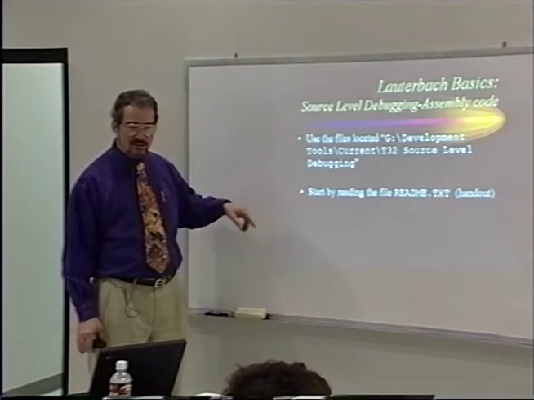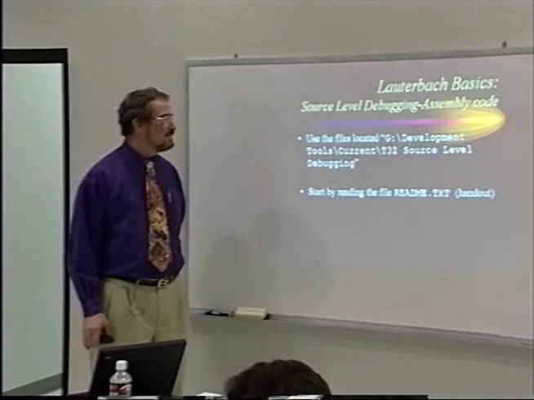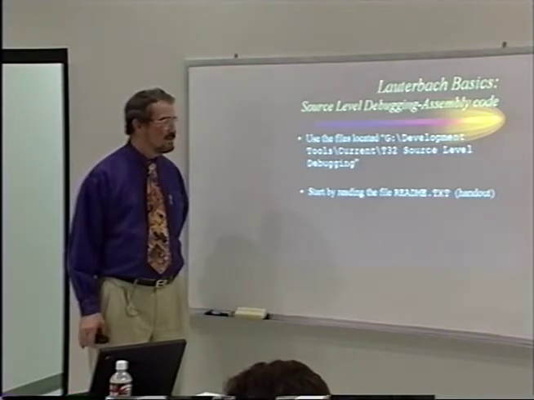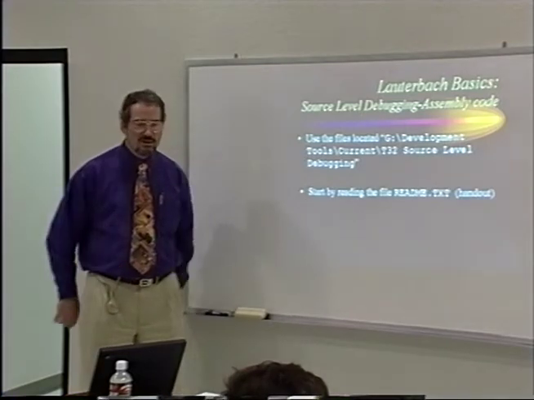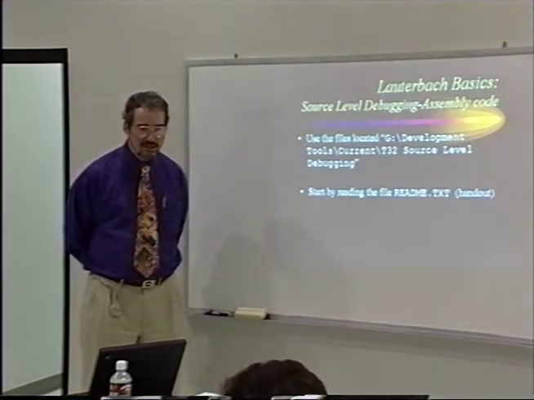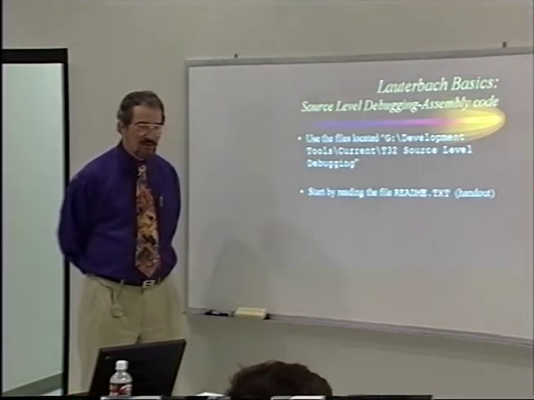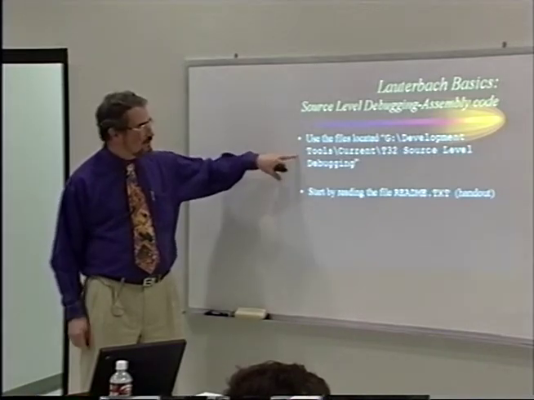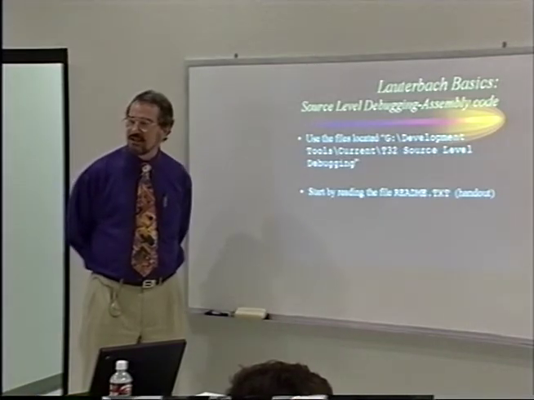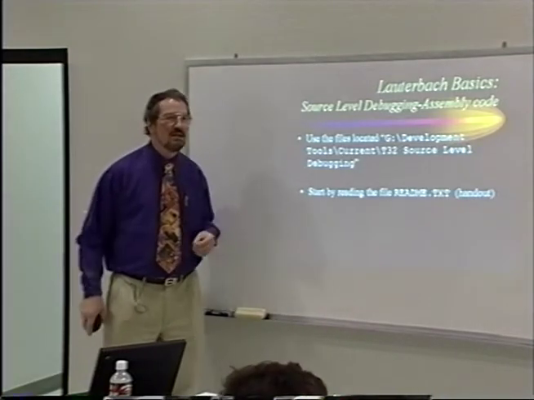Did I tell you this yet? In G, development tools current, T32 source level debugging. No, I hadn't given you this yet. This directory here is where all these files are located that are on that second handout, the one that doesn't have the screenshot on it. If you want to set up source level debugging for assembly language, you go get the tools out of here. You read that handout, but this is where all those tools are located.